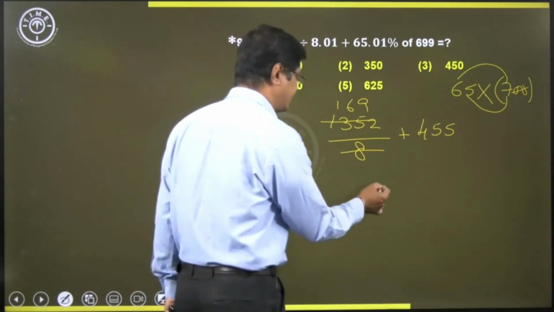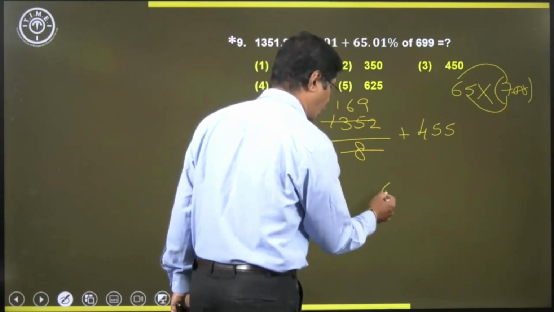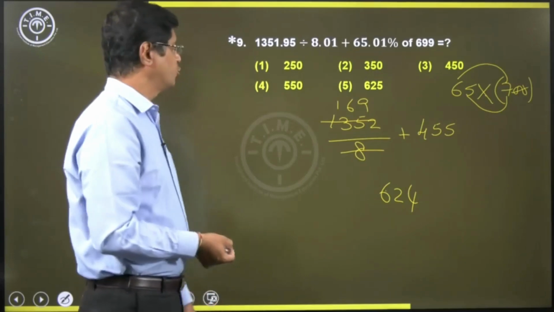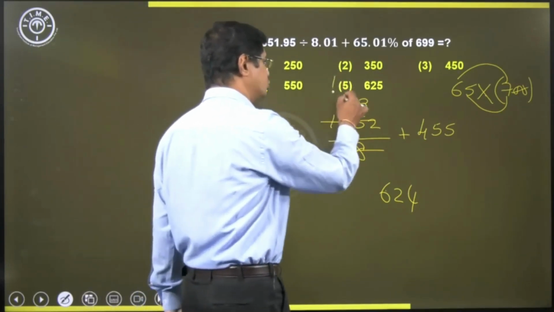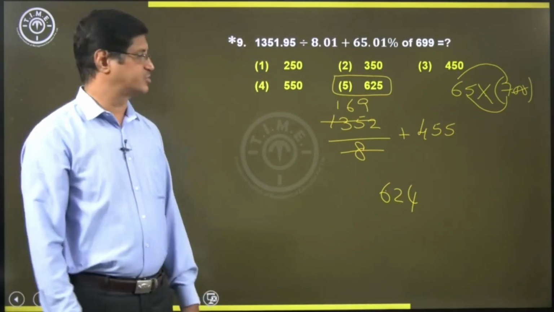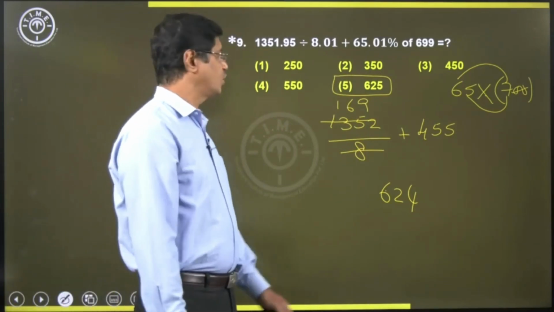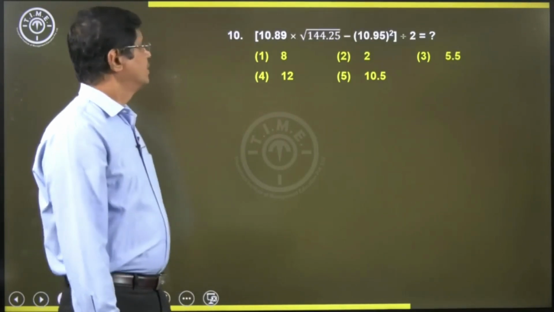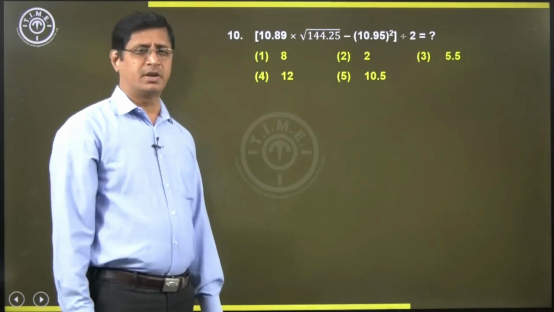Here it is 624. By adding these two, we get 624, which is close to 625. So approximately it is 625 is the answer. Right choice, option number 5. Now look at the next example, question number 10.